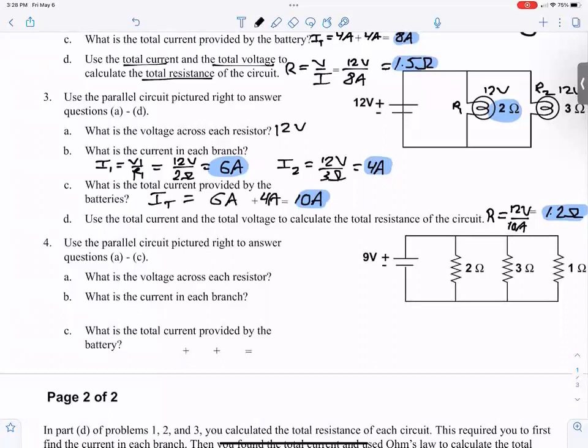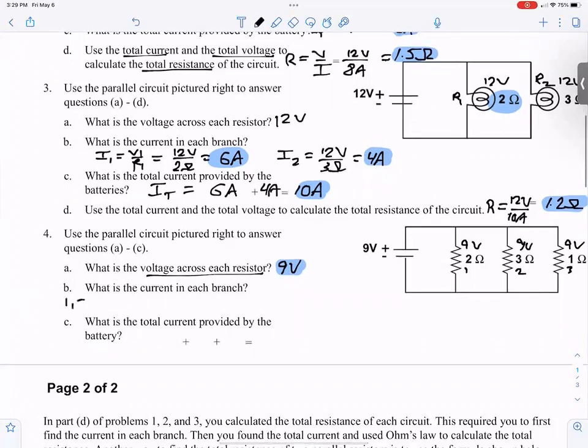In number 4, we have a parallel circuit that has 3 resistors across it. So what is the voltage across each resistor? Well, it would be 9 volts, 9 volts, and 9 volts, same as the battery. What is the current in each branch? I'm going to call these resistor 1, resistor 2, and resistor 3. So I1 would be V1 over R1, so 9 volts over 2 ohms. That would be 4.5 amps.